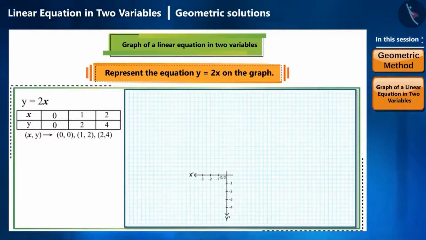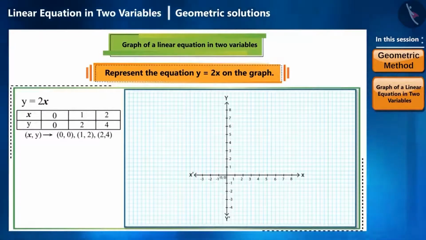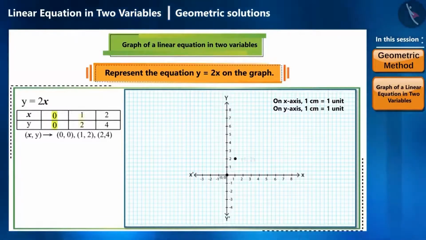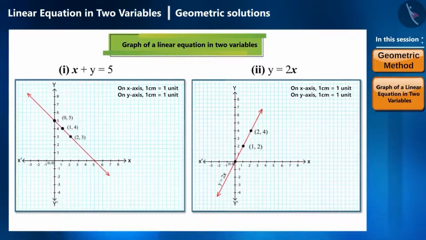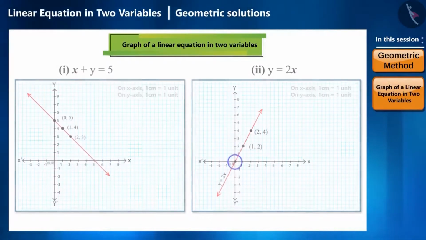First, we will draw the x and y axis and mark the correct units. Now, we will plot the points and draw a line connecting these points. Now, when we compare these two graphs that we have made, we can see two types of lines. One of them does not pass through the center, whereas the other one passes through the center.